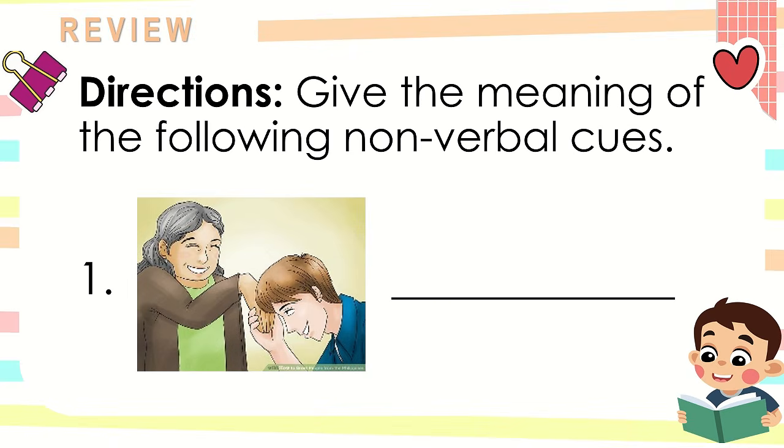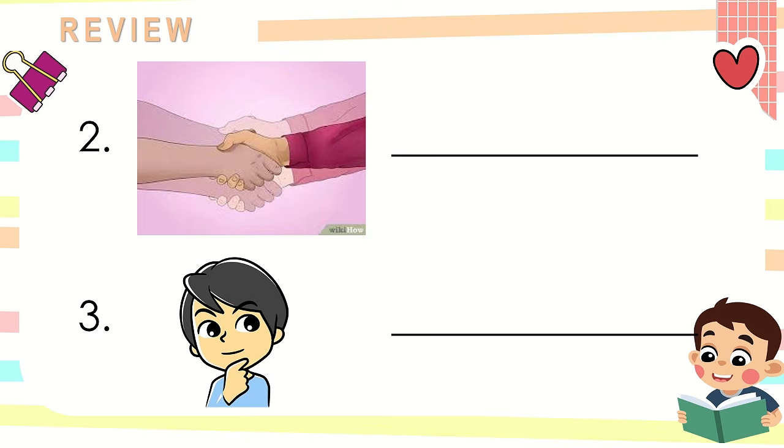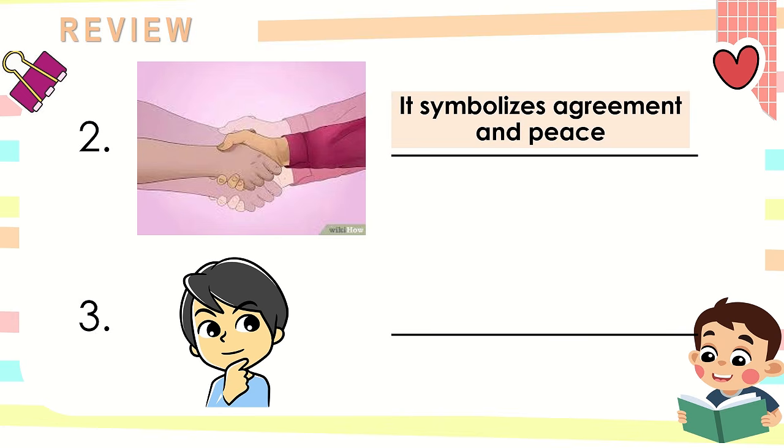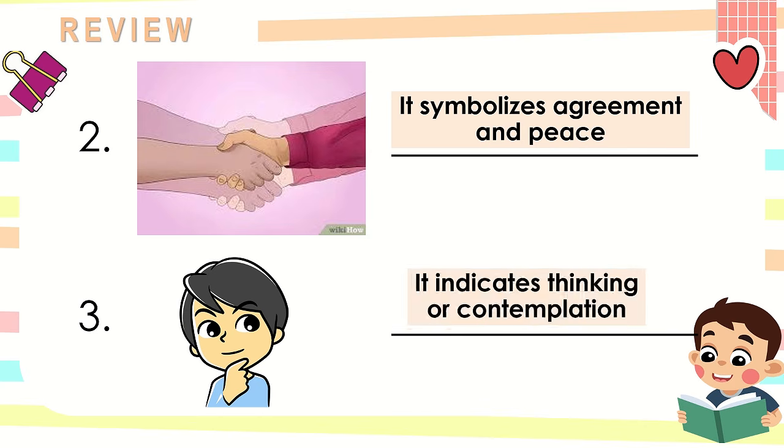For the review, directions: give the meaning of the following nonverbal cues. What does the first picture mean? You're right. It is giving respect to elders. What about with the second picture? Exactly, it symbolizes agreement and peace. For the third picture, very good, it indicates thinking or contemplation.